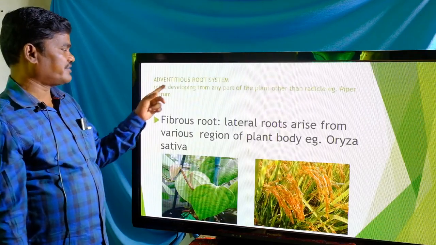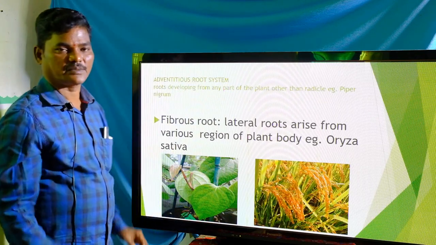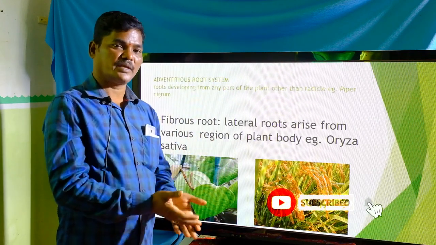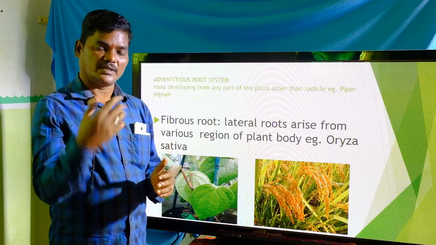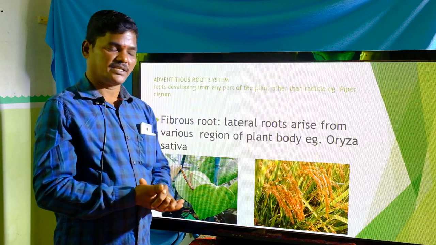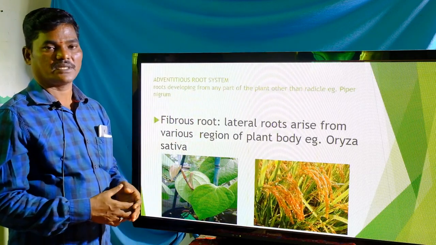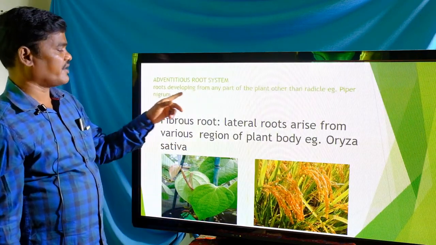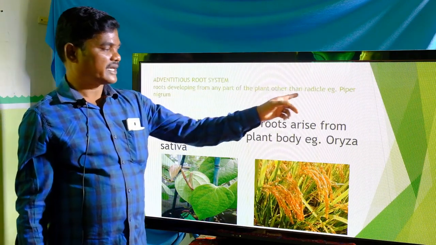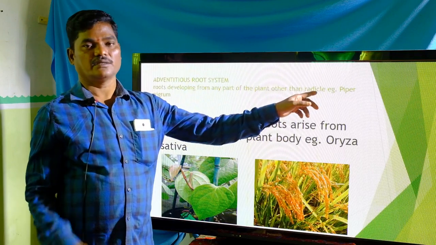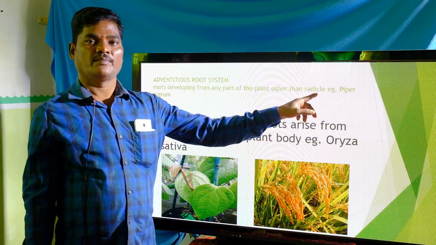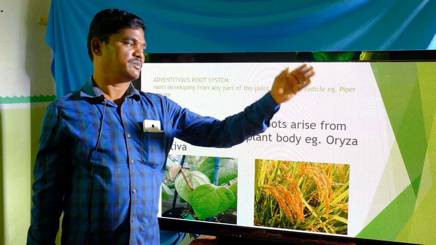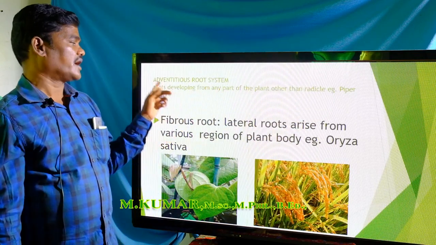The next type of root is the adventitious root system. Adventitious means special. Apart from its main function, the root performs other functions. That is called an adventitious root. For these purposes, roots are produced in various areas. Roots developing from any part of the plant other than the radicle are adventitious roots. This is very important, keep it in your mind. Normally a root arises only from the radicle, but in some plants the node, internode, leaf and other areas also produce roots. That type of root is called an adventitious root.